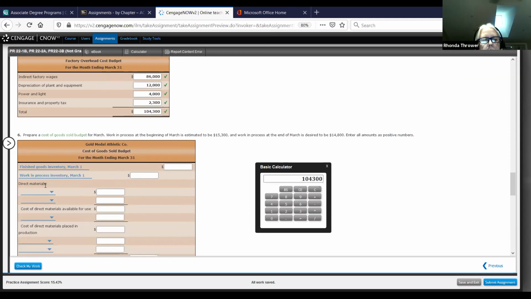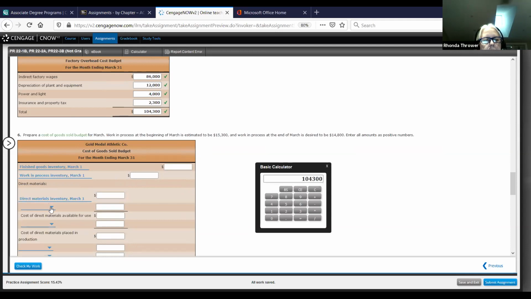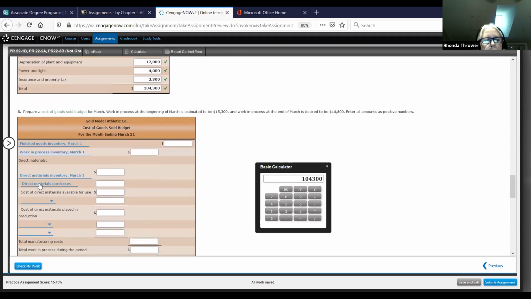Then our direct materials, we would start with our direct materials beginning inventory. And then we would add to our direct materials beginning inventory what we purchase of materials. Our direct materials purchases would go next. And once we know our direct materials purchases, when we add it to the beginning direct materials inventory, it'll give you the cost of the direct materials available for use during that period of time.